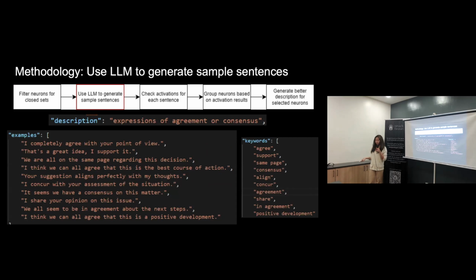Next, once we got the set of all neurons that are closed sets, I then used an LLM to generate sample sentences. So for example, we have here expressions of agreement or consensus. This is an example that we'll see later. It generated sample sentences along with the keywords that the LLM thinks the features should be activating for.